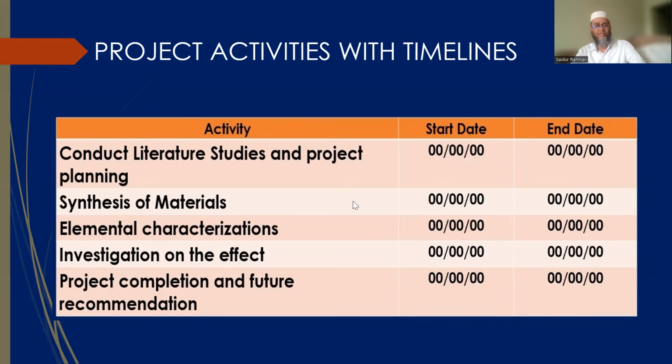Synthesis of materials is one of the activities. You provide the start date and end date, and always make a realistic duration of time. Elemental characterization is called the characterization. One is the synthesis, another is the investigation of the effect. Then project completion and future recommendation. Some other examples are performance investigation, analysis of results, tuning the results, hybridization of the material. All those activities you highlight here, and then also provide a realistic amount of time. This is called project activities with the timeline.